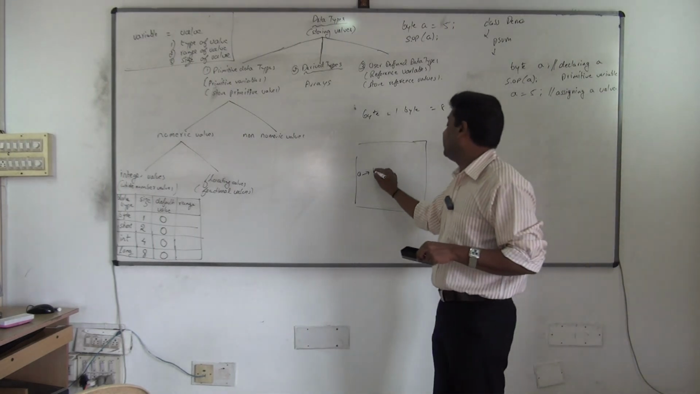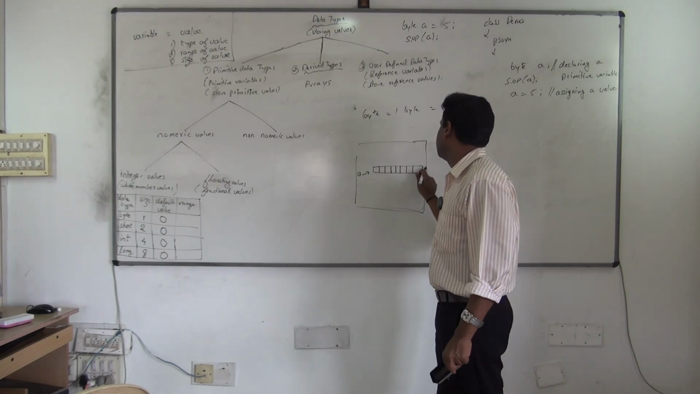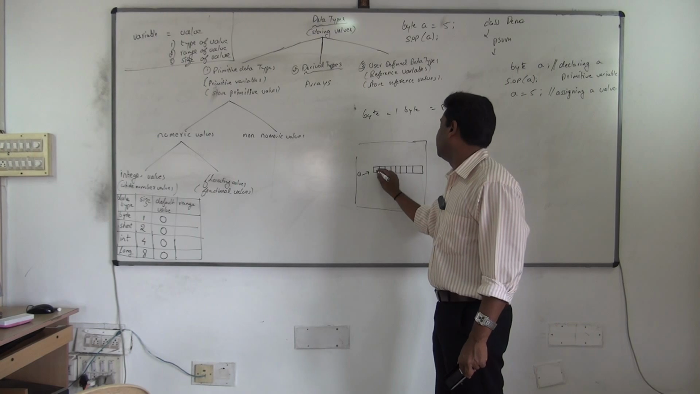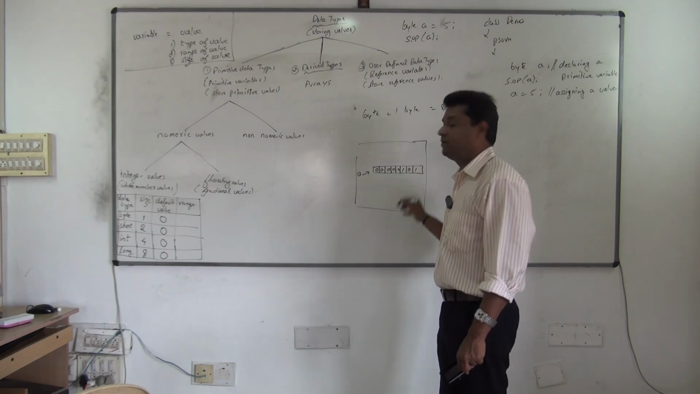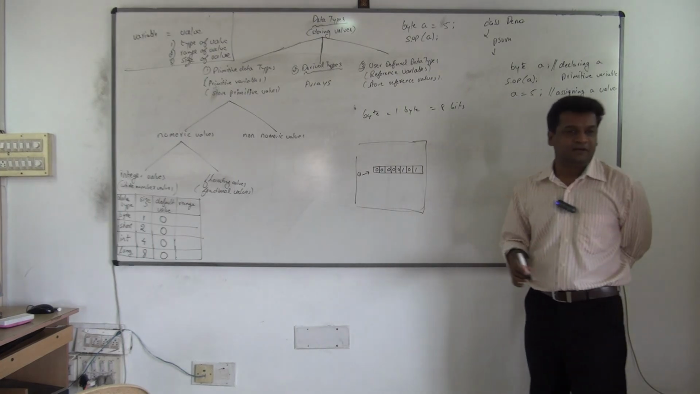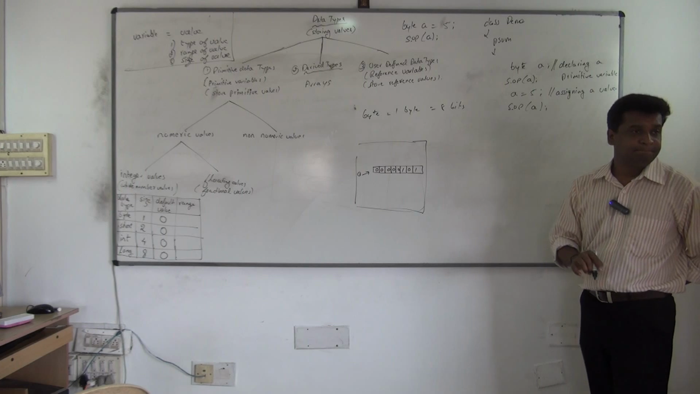What will happen? 8 bits of memory get allocated. And 5 will be stored like this: 0, 0, 0, 0, 0, 1, 0, 1. Clear now? Binary format. And after that, if you print SOP a, it prints 5.